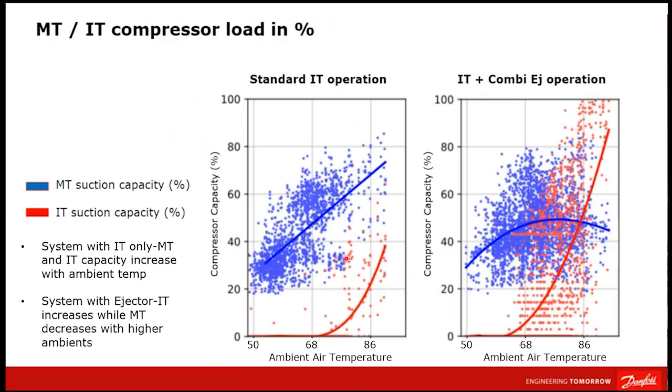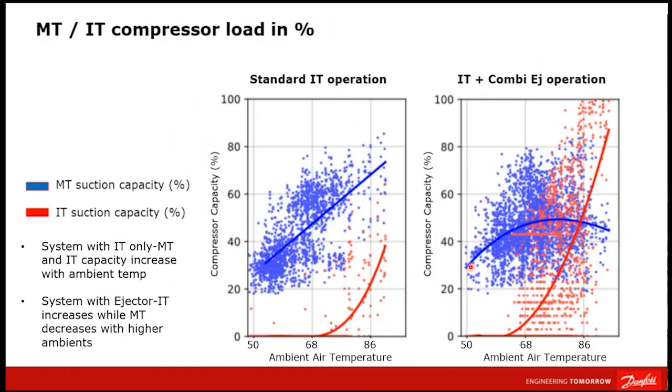So without the ejector here, you can see as the temperatures get warmer outside, the medium temp is used more and more linearly, and then exponentially more the parallel compressor is also being used. So it's great that the parallel is being taken advantage of more here, but we're also not seeing a decrease in our medium temp capacity. So energy usage overall would continue to climb here.